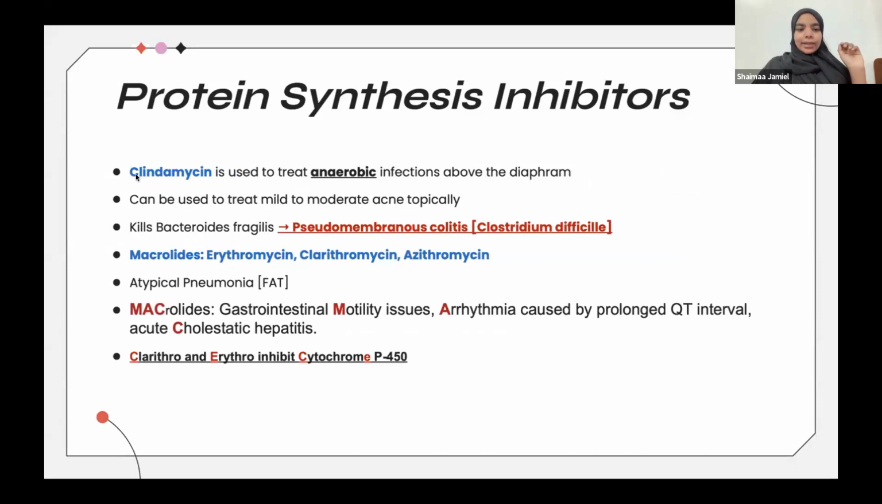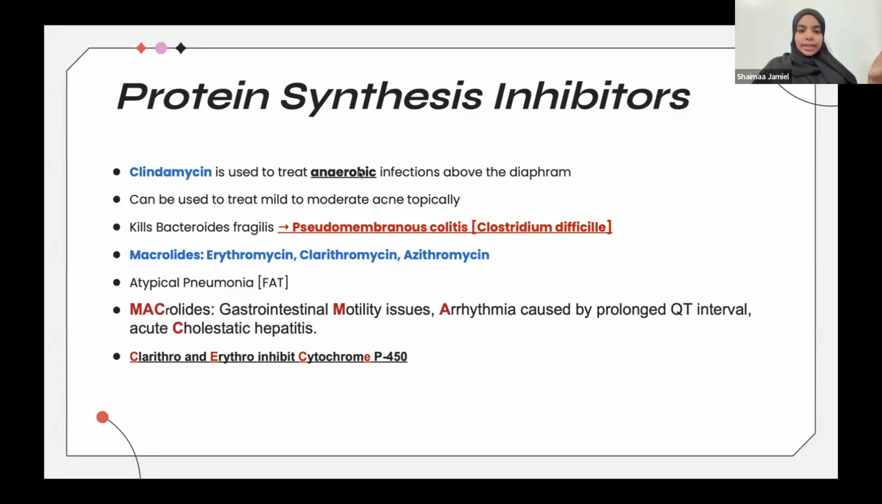I don't think they're the last, but clindamycin. Clindamycin is used to treat anaerobic infections, and how they want to say it is clindamycin for anaerobes above the diaphragm, and metronidazole for under the diaphragm. Okay, and it can also be used to treat acne. If you've ever gone to the dermatologist, they're going to give you clindamycin for topical use for acne.